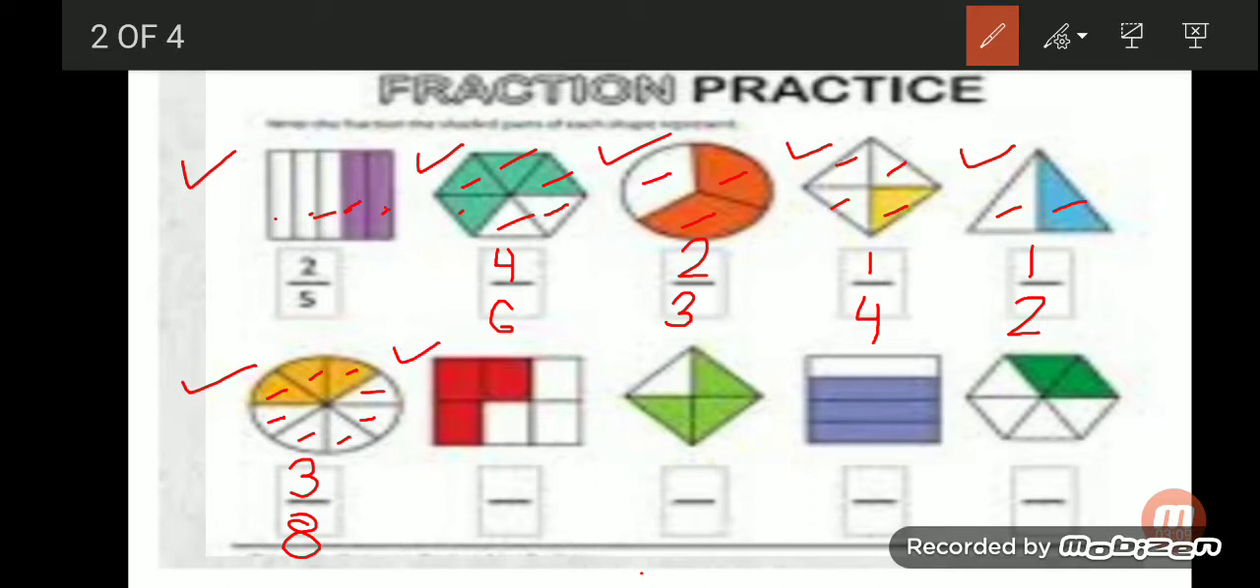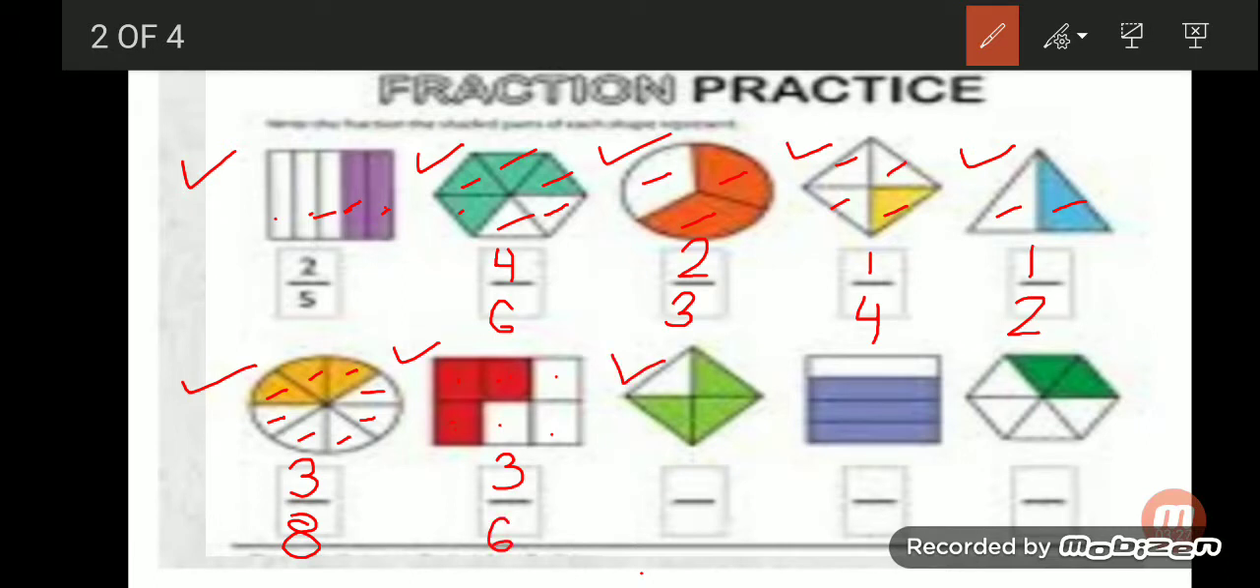Now come to this one. How many portions are shaded? 1, 2, 3. So we will write 3 at top and at bottom the number of equal parts, that is 1, 2, 3, 4, 5, 6. 3 by 6. Okay. Now come to this one.